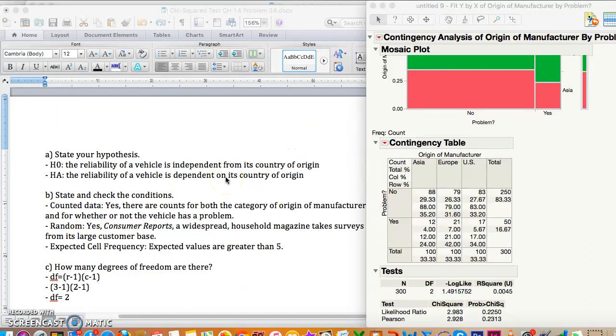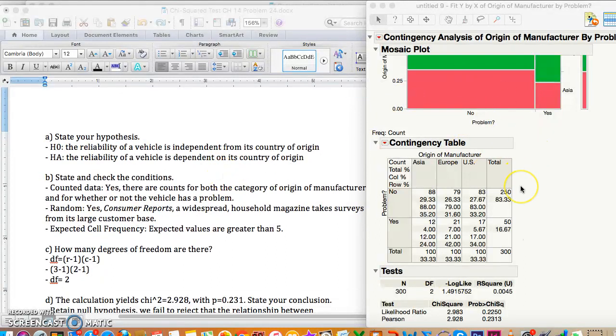Now, we're going over a chi-squared test, problem 24 of chapter 14, and we're given a contingency table that displays the origin of manufacture of different vehicles, Asia, Europe, and the US, and whether or not the car suffers some sort of mechanical problem, which is displayed by yes, it does have a mechanical problem, or no, it does not. And the first part is to state your hypothesis.